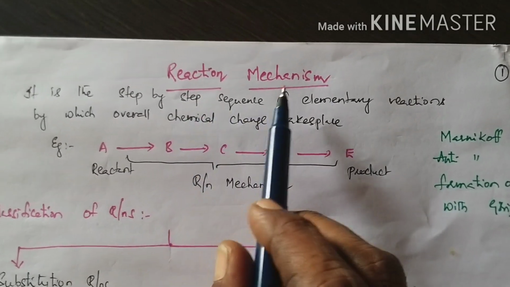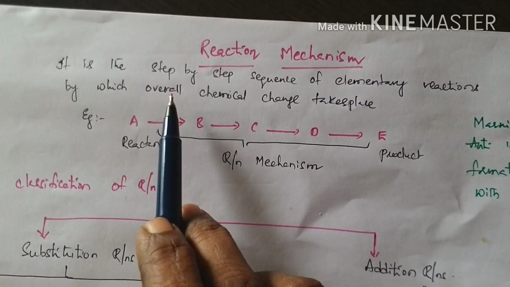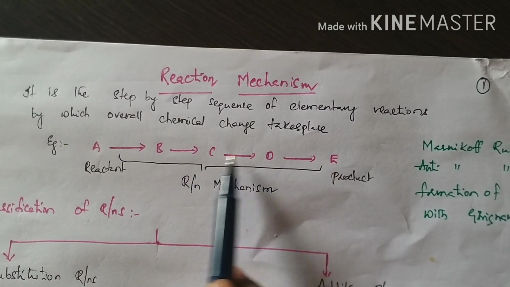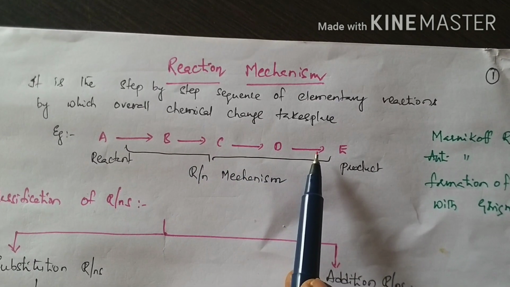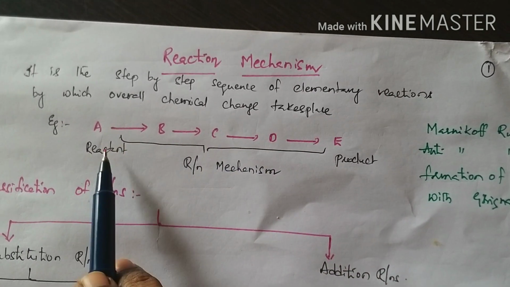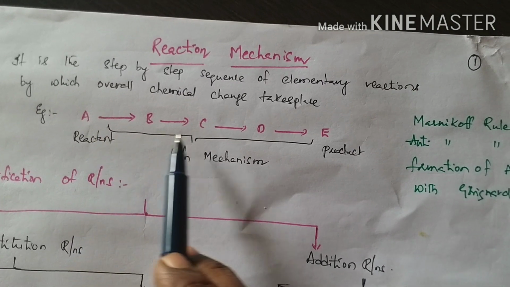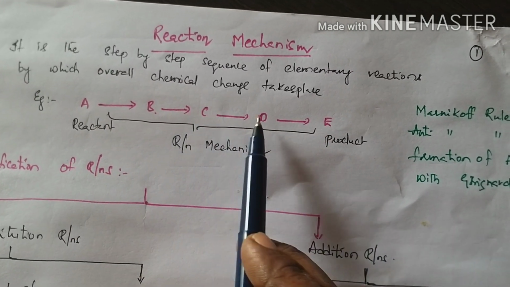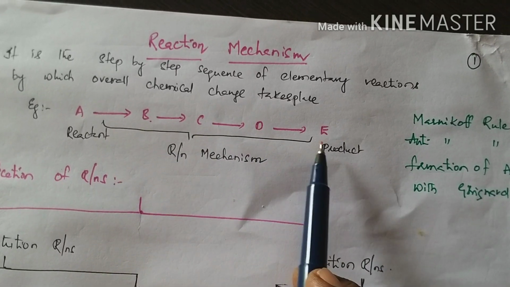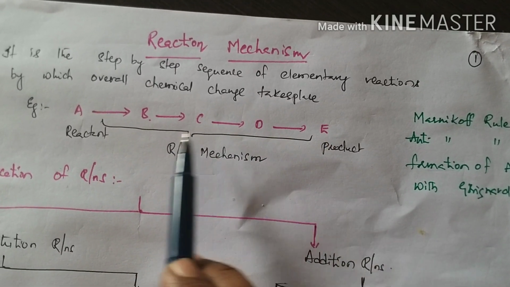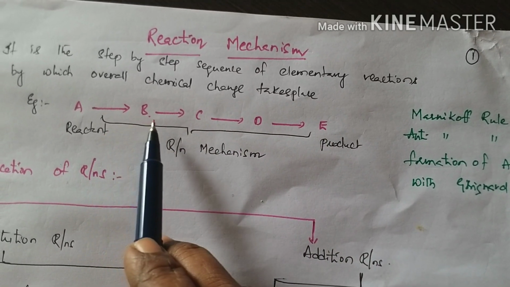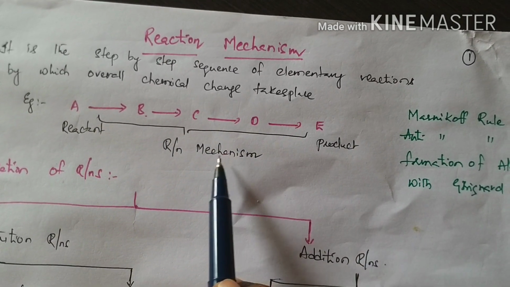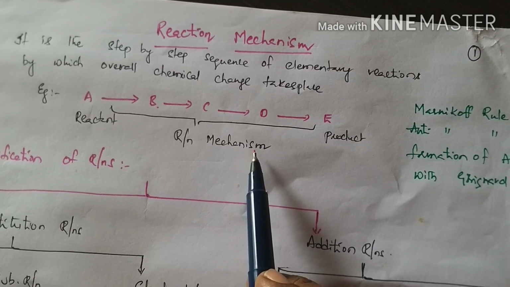So coming to reaction mechanism. A reaction mechanism is a step-by-step sequence of elementary reactions by which the overall chemical change takes place. Students, see this example. Here A is the reactant. It produces a product E via the formation of B, C and D. So product E is produced from reactant A by several chemical changes. All these changes are collectively called the reaction mechanism.